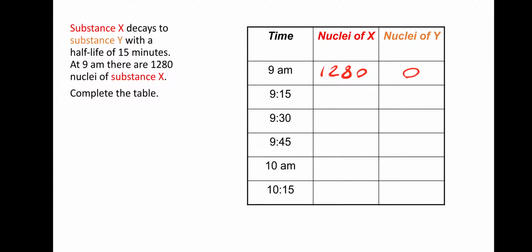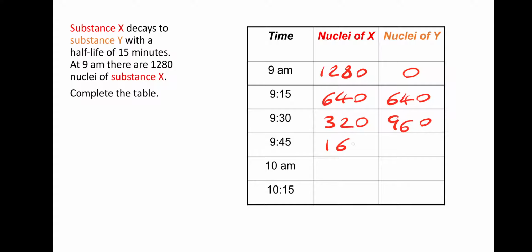So at 9:15 we've gone 15 minutes, which is the half-life, so we halve down to 640. And the 640 that have disintegrated will have converted into nuclei Y. So the 640 will halve to 320. And then we need to add what's left onto the 640. So that will give us 960 in total.